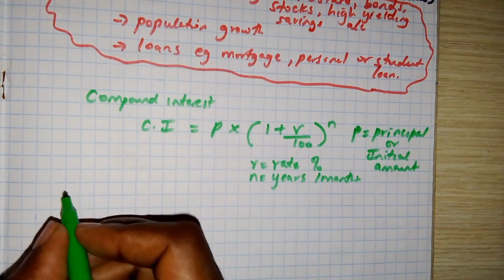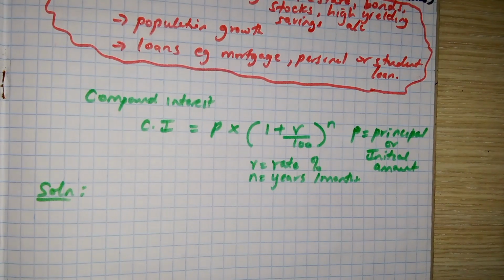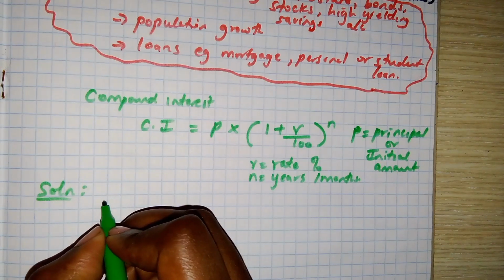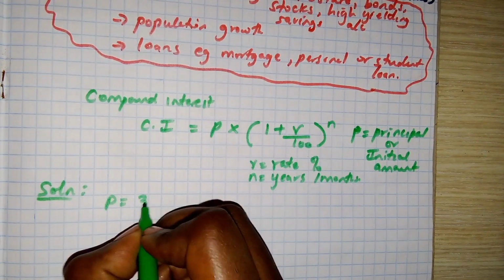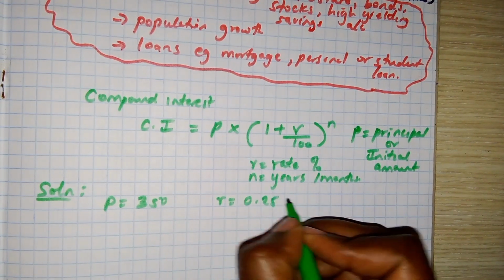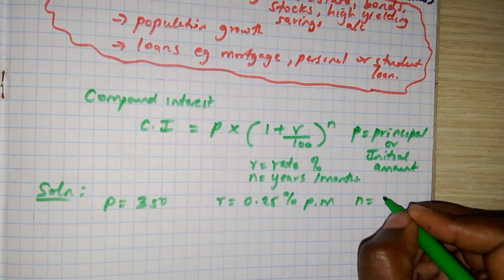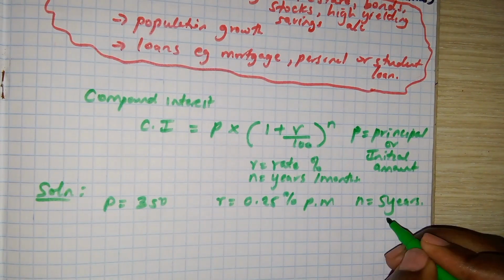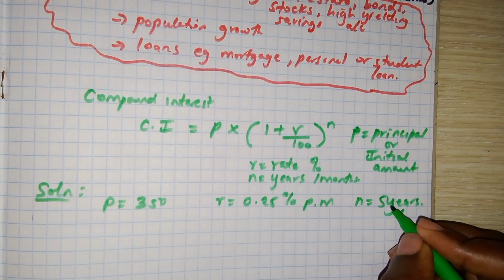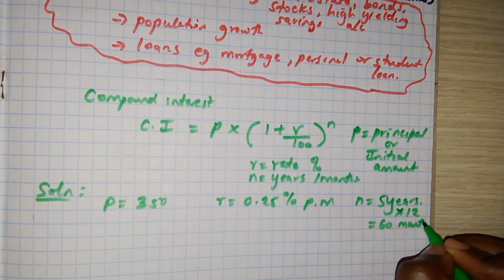Okay, so the solution will be, we need to write all the things that you've been given in the question. We can see that Beatrice invested 350. So 350 would be the P, at a rate of 0.25% per month, and then the time is 5 years. We need to convert the 5 years to months, because the rate is in months. So 1 year is 12 months, so we do times 12. This one will be 60 months.